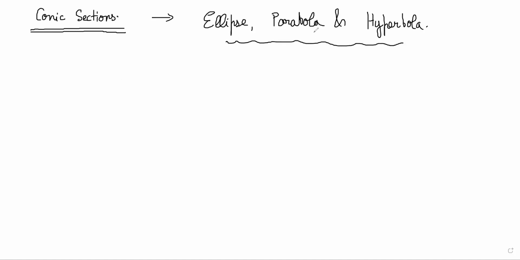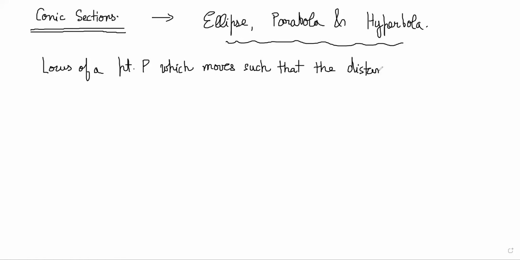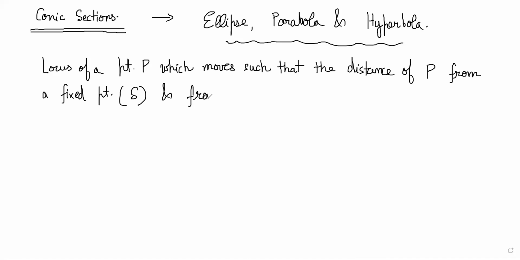You can define all the three different curves using the same definition, which is the locus of a point P which moves such that the distance of P from a fixed point, which can be called S, and from a fixed line. This fixed point is the focus, and the fixed line M is the directrix.